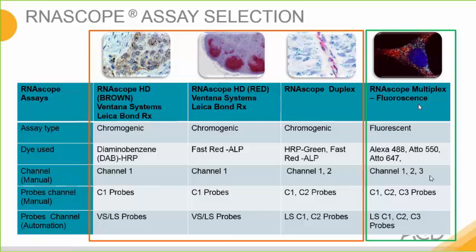I just want to mention quickly that if you work at a core facility or if you're running high throughput assays, automated RNAscope assays are also available on the Leica BOND RX and the Ventana platforms with the brown and the red assay. With the Leica platform, it's also capable of performing duplex and multiplex assays.